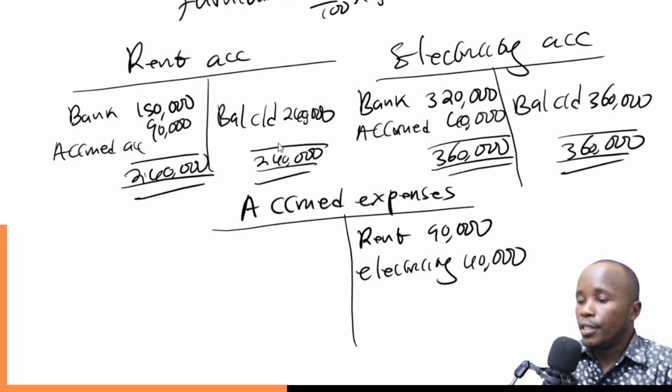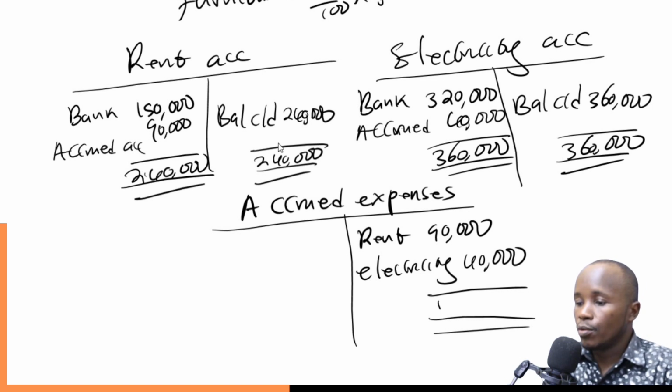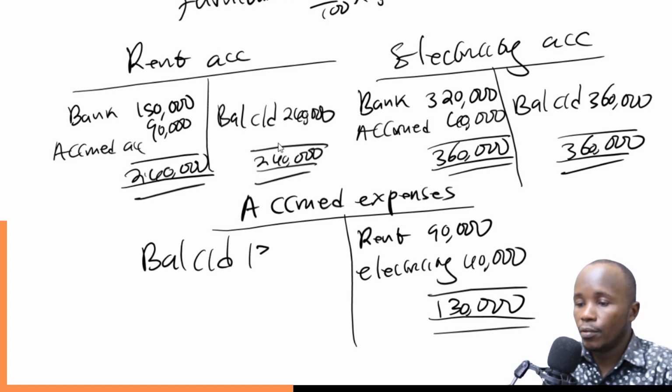Now with this accrued, we are going to take this one as current liabilities. This is 130, and it is going to be captured as a current liability. Balance carried down 130.